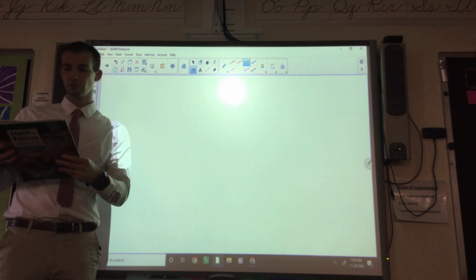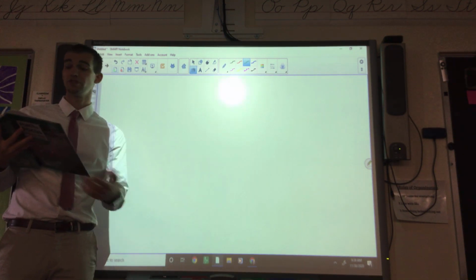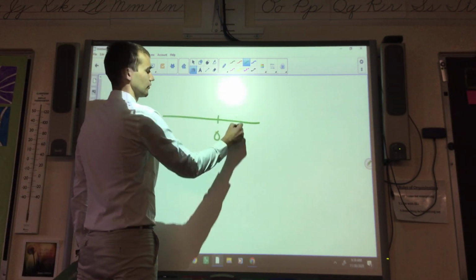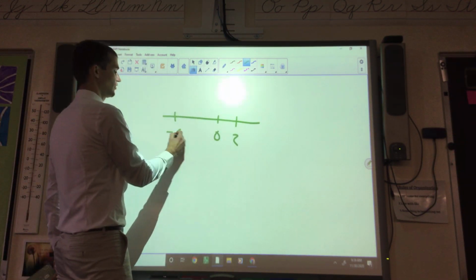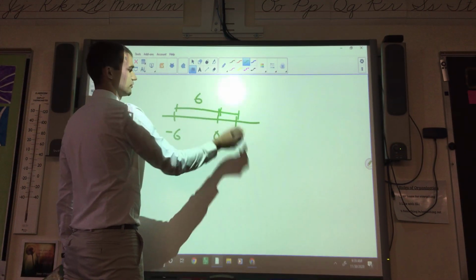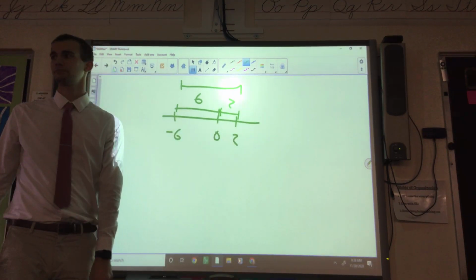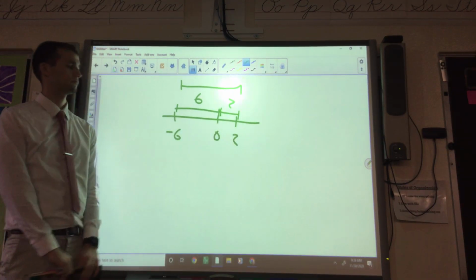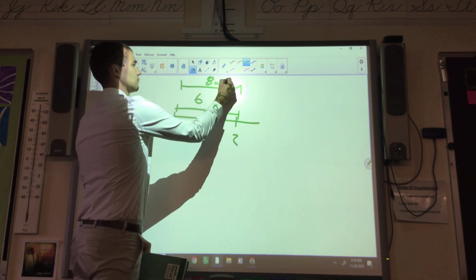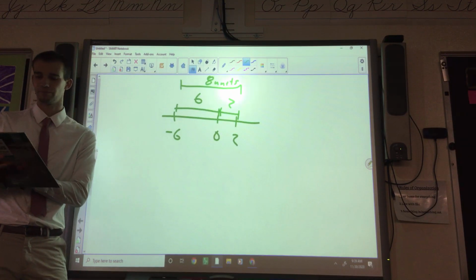Flip over to page 82. Find the distance between two integers, 2 and negative 6. 0. Hey, look, there's 2. Here's negative 6. Well, this distance is 6. This distance is 2. So the distance between both of them must be 8. Yes, it's just that simple.